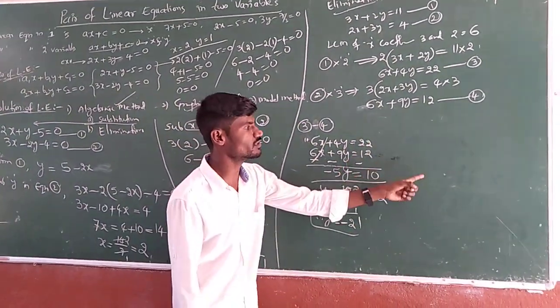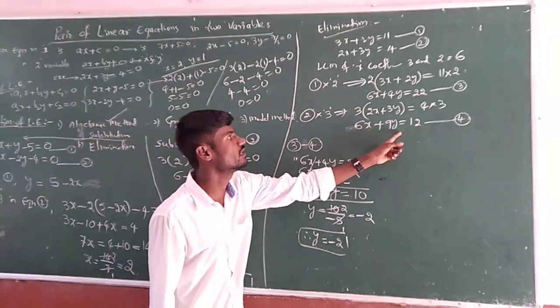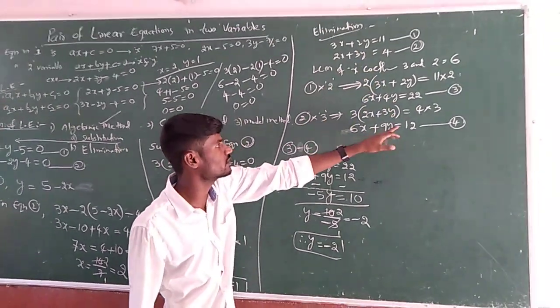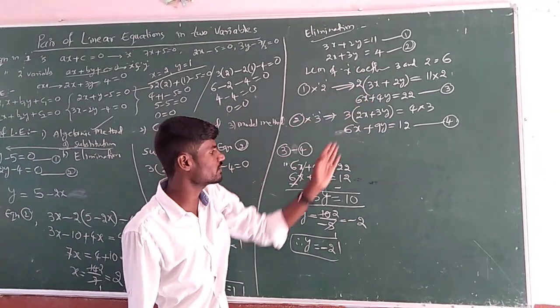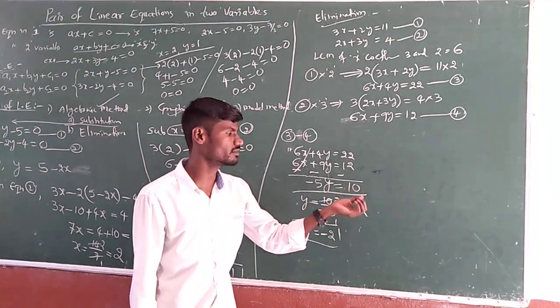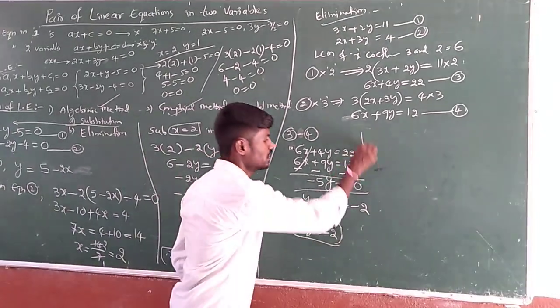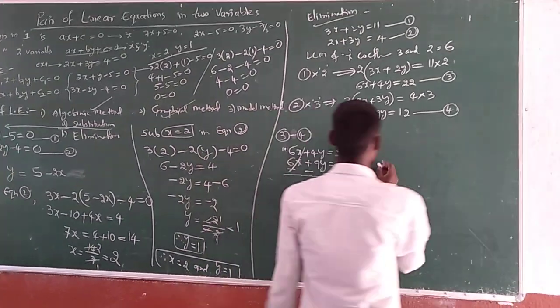Otherwise, again if you want to do elimination, next you have to make the x coefficients the same by the same method and eliminate the x variable to get y. But that is a somewhat more lengthy method. Instead of that, once we get one variable value, substitute in any of the equations to get the other one. Let us see here.